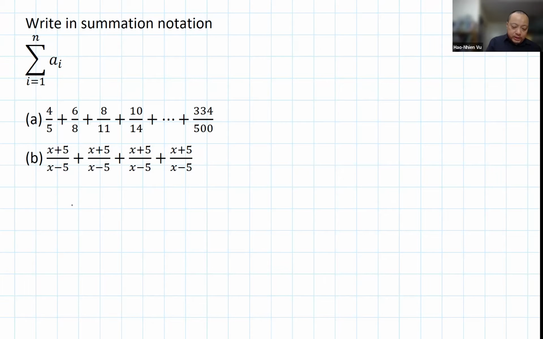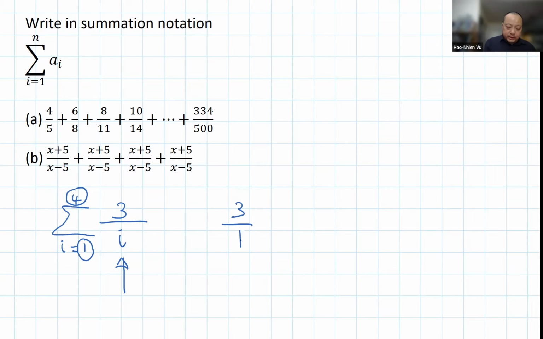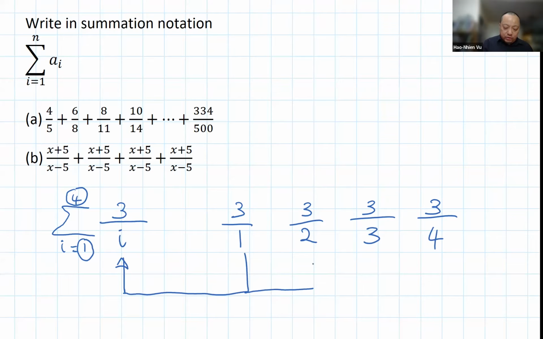For example, if you're given this sigma notation, sigma I from 1 to 4 of 3 over I. What this says is the letter I will go from 1 to 4, and each time you plug it into the formula here, first you have 3 over 1, and then you have 3 over 2, and then you have 3 over 3, and then you stop at 3 over 4. The formula tells you how to change each term. And then you add them together and you get some sort of an answer. Great.